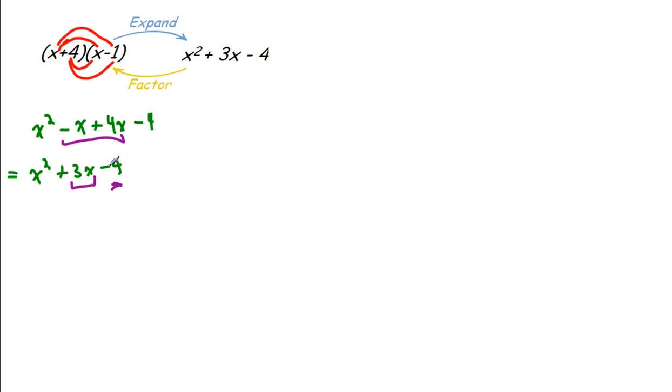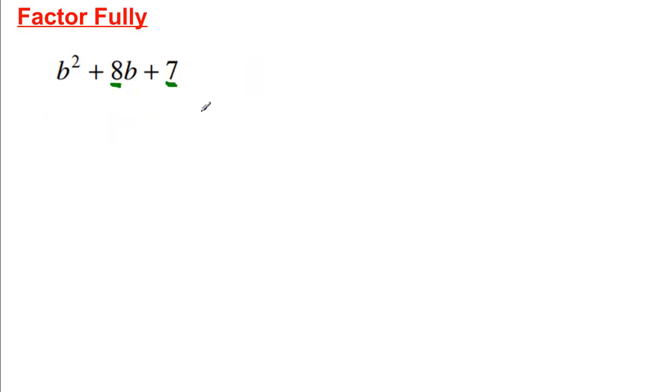So when we're doing this the other direction, we're looking for two numbers that multiply to this and add to this number, the 3, the coefficient in front. So that's going to be the game we're going to play when we're factoring. So here's what we're looking for. We're looking for two numbers that are going to multiply to be 7, and two numbers that are going to add to be 8.